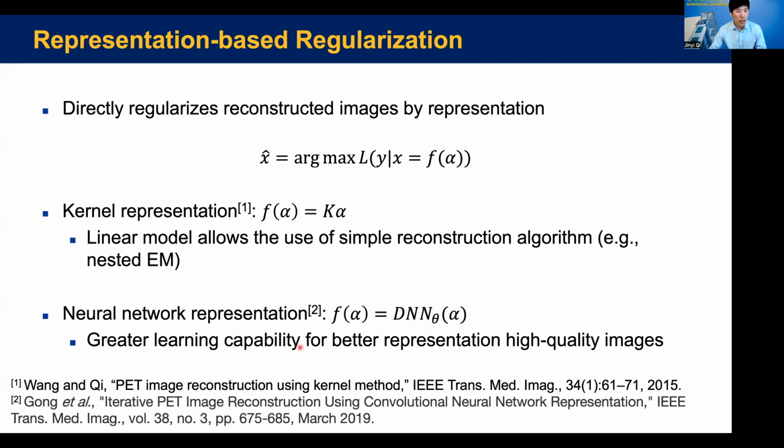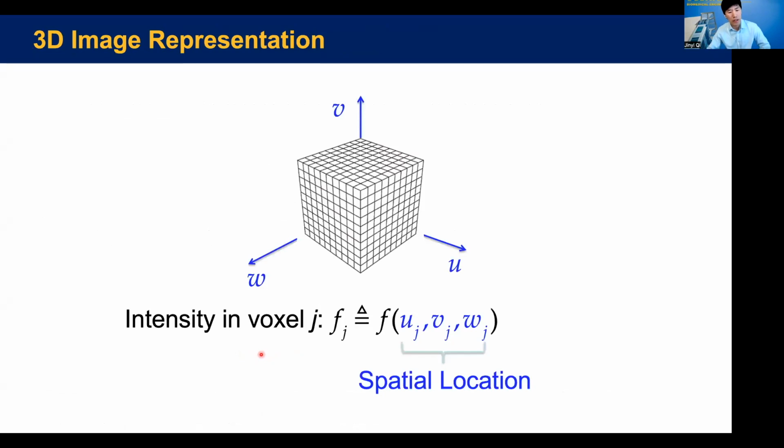And the advantage here is the network has a greater capacity to learn high-quality images. So I just want to explain those two, one by one. The first one is the kernel-based reconstruction. This is the traditional representation of the three-dimensional image volume.